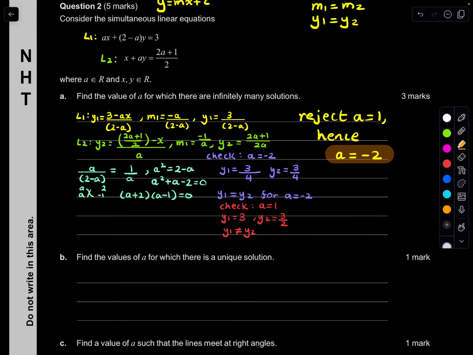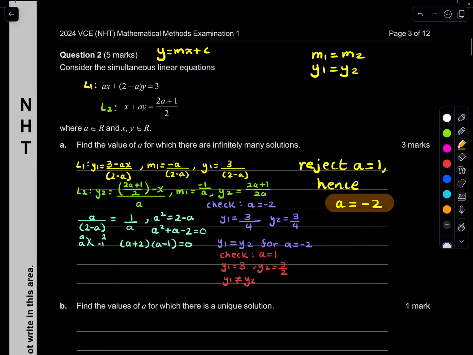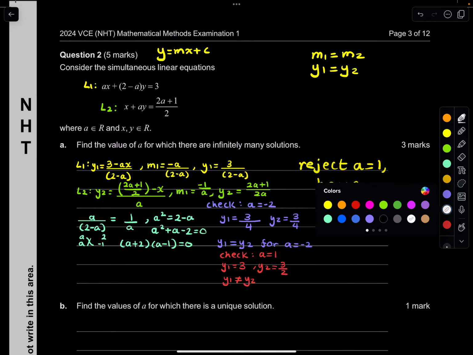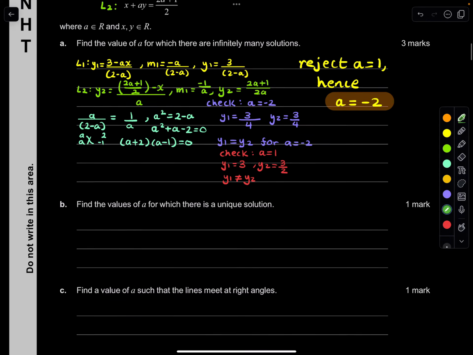Now, look, it does take a lot of time. You can see how much space it takes, but there's always a quicker method, and that's what I'm going to do next. So the quicker method is actually called using the determinant. Now, let's do that. I'm going to use a different color to show the determinant. Let's use this green. All right, let's do it.